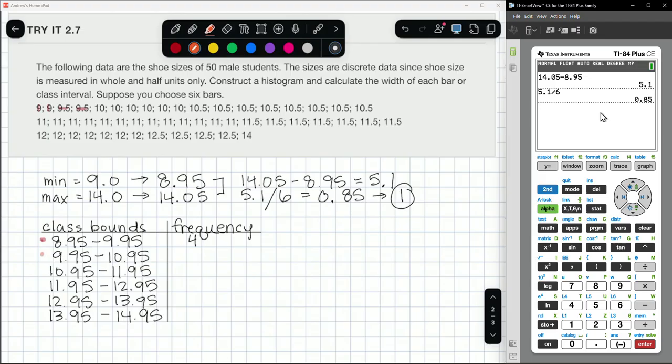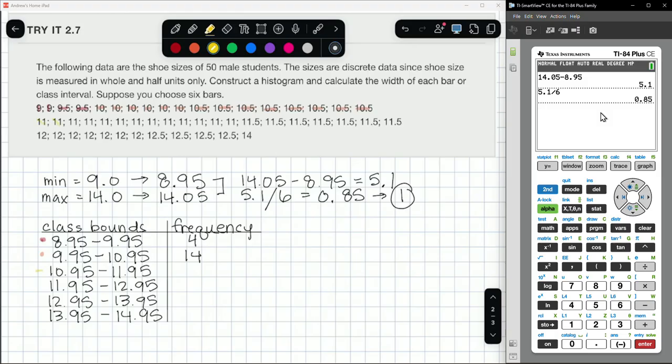And then the 9.95s to 10.95s would be the 10 and 10.5s. 1, 2, 3, 4, 5, 6, 7, 8, 9, 10, 11, 12, 13, 14. I'm pretty sure that's 14. If I miscounted, let me know. And then the next one is going to be the 11 and 11 and a halves.